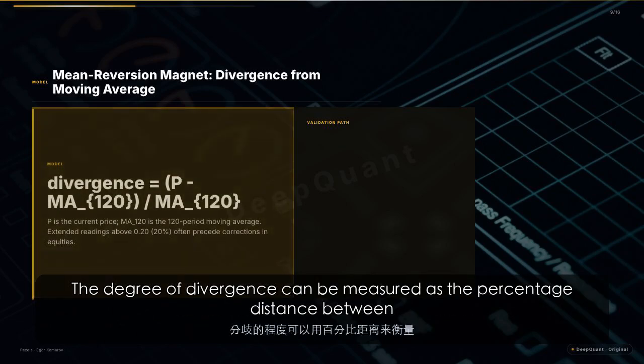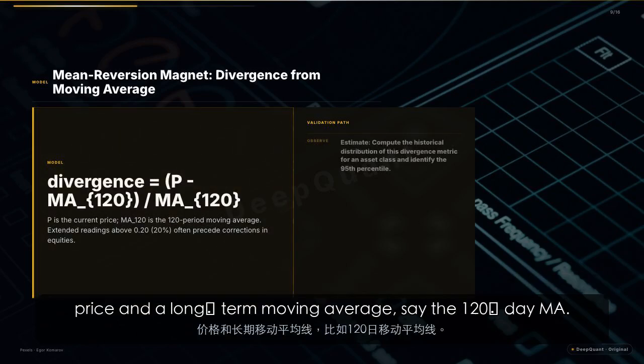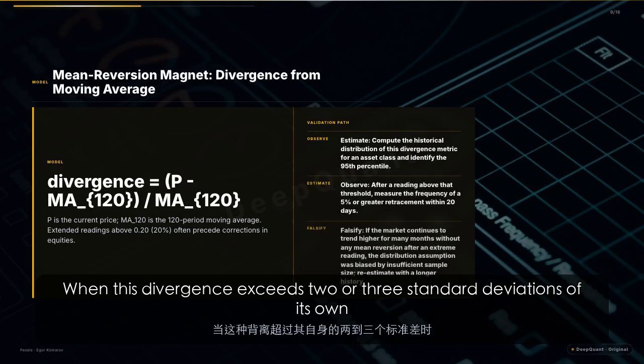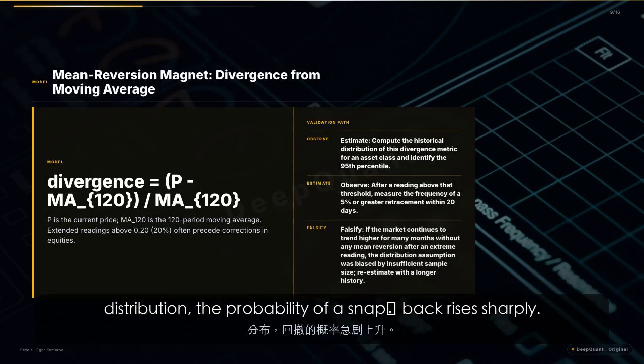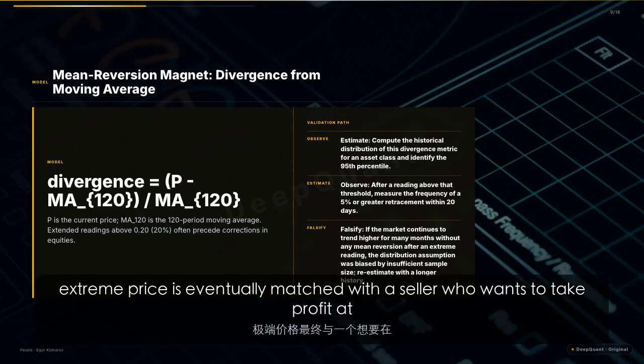The degree of divergence can be measured as the percentage distance between price and a long-term moving average, say the 120-day MA. When this divergence exceeds 2 or 3 standard deviations of its own distribution, the probability of a snapback rises sharply. The underlying mechanism is not magic, it's the fact that every buyer at an extreme price is eventually matched with a seller who wants to take profit at that mean reverting level.